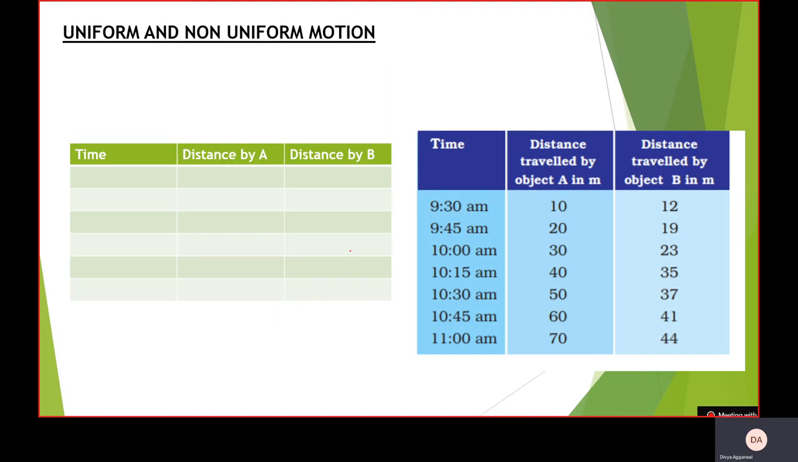So on the screen you can see a table in which there are three columns: time, distance traveled by object A in meters, and distance traveled by object B in meters. So first, before filling the table, I'll tell you about the time period, how you find this time.